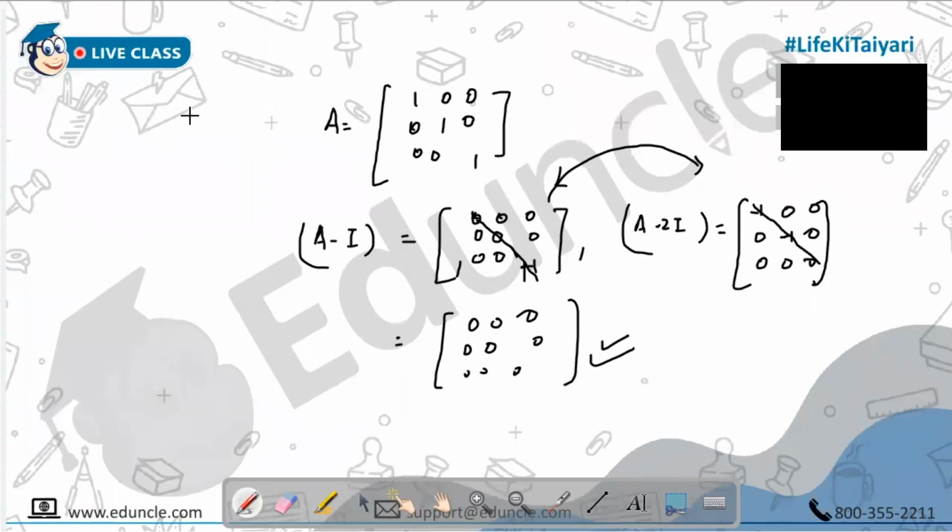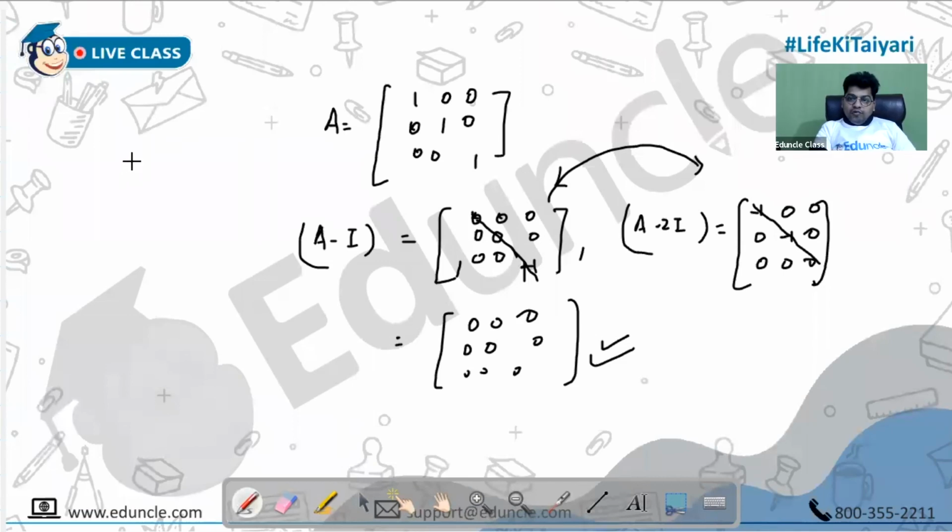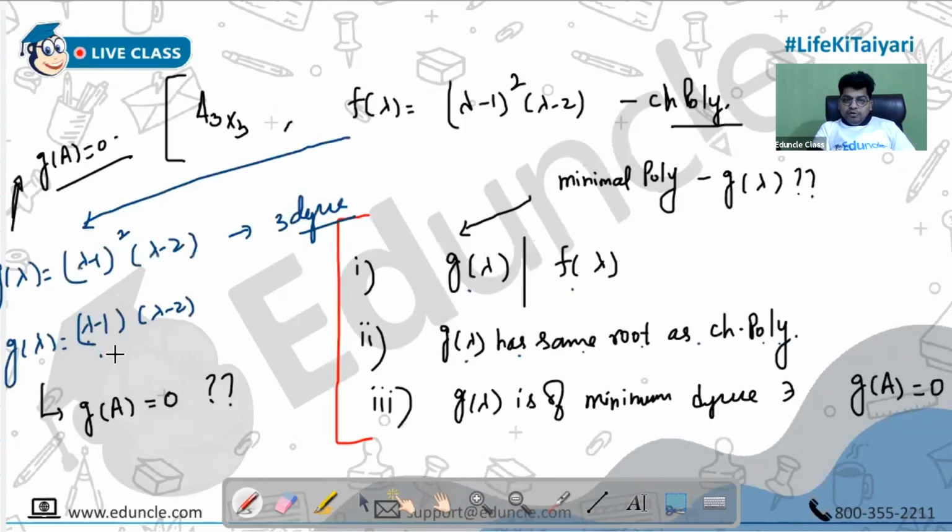Yes, sir. So the point is you have to find out the answer by this. This is a simple question. And what is the minimal polynomial? Then this is the minimal polynomial.